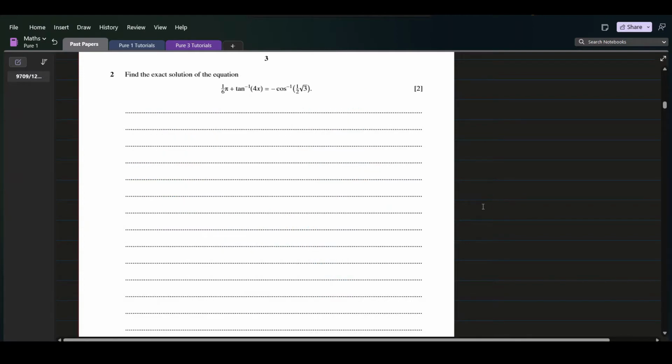Question number 2. Find the exact solution of the equation 1/6 π + arctan(4x) = −arccos(½√3).